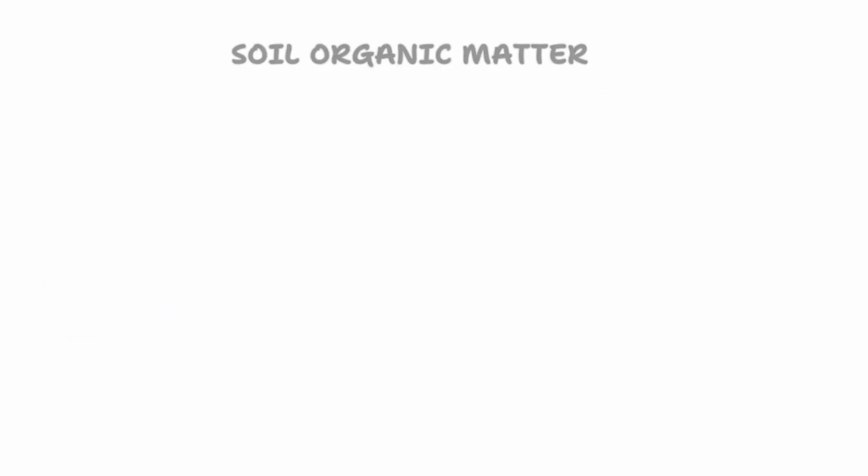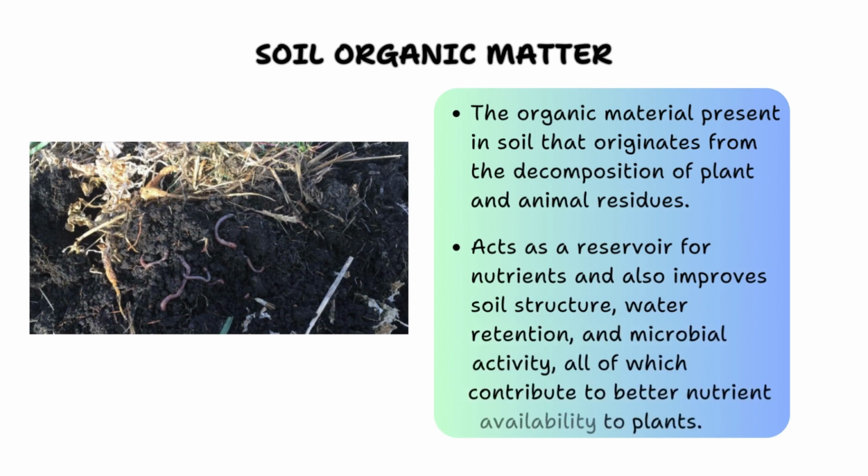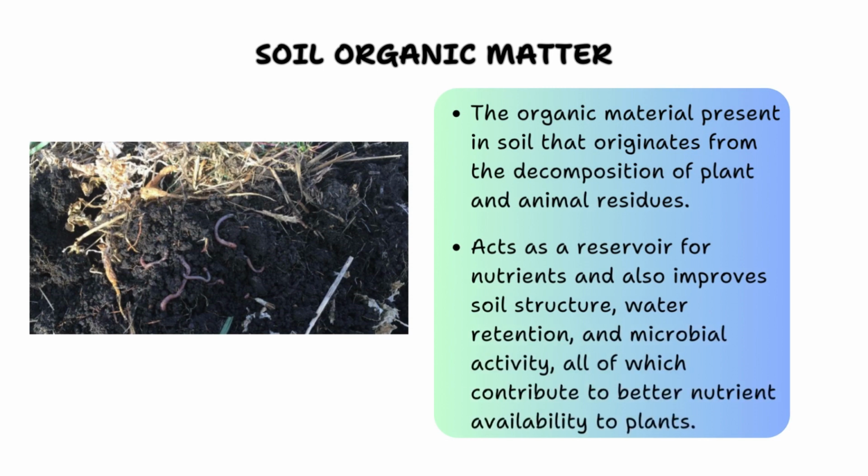The next factor that influences nutrient availability in soils is soil organic matter. Soil organic matter plays a crucial role in nutrient availability to plants by serving as a reservoir and source of essential nutrients. As organic matter decomposes, nutrients such as nitrogen, phosphorus, potassium, sulfur, and micronutrients are released into the soil, becoming available for plant uptake.